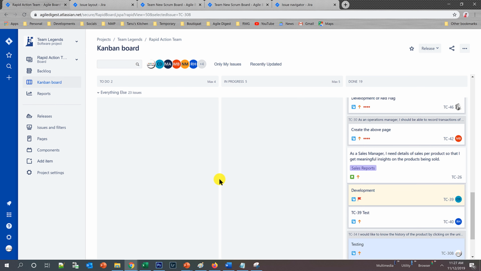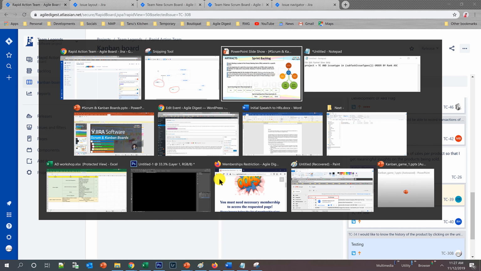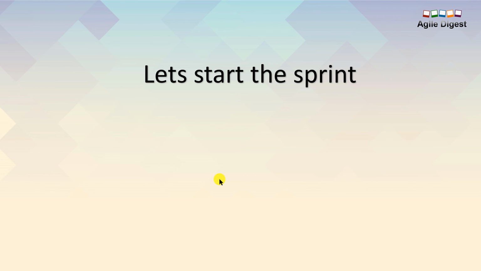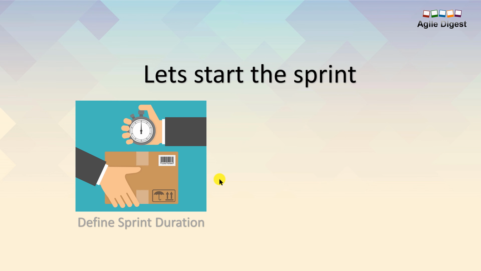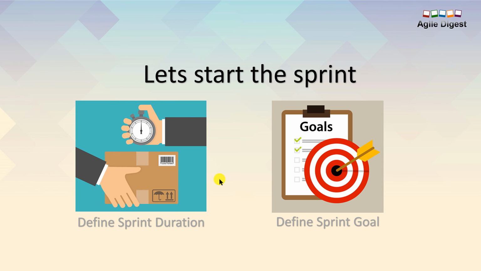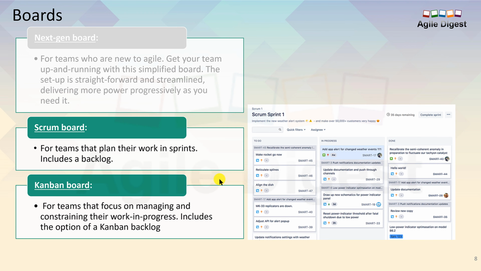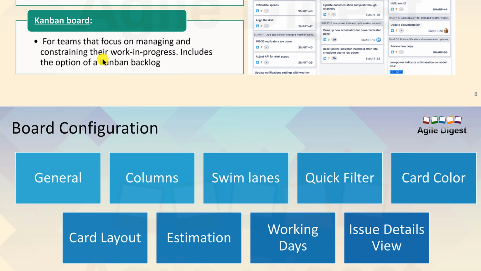I think that will be all that we had targeted for today. Let's quickly jump into this particular board. We already started the sprint, so we defined the sprint and identified the sprint goal. Then in the board, there are three kinds of board: next gen board, Scrum board and Kanban board. We talked about Scrum board and Kanban board, we configured them. Next gen board we will cover in some other videos.